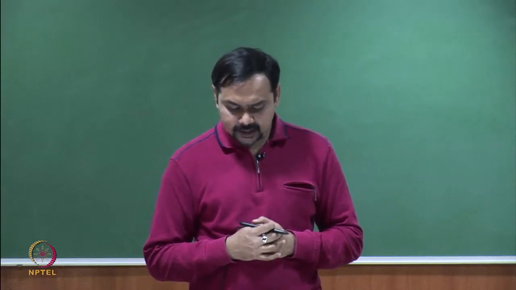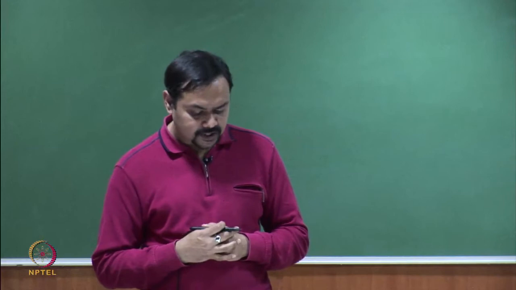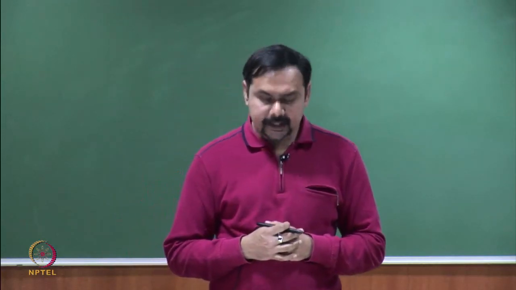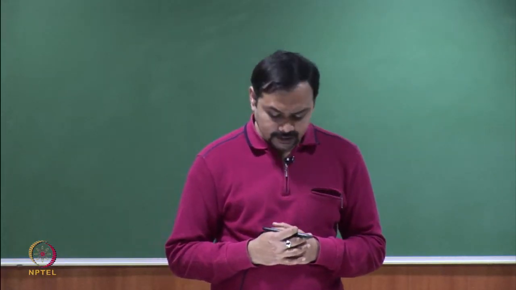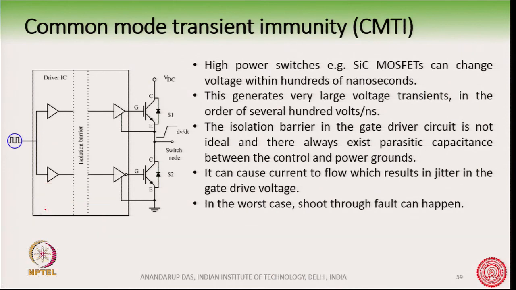What happens with silicon carbide MOSFETs, or high switching frequency IGBTs also, is that a large voltage transient can occur across the collector emitter voltage. For example, here you can see when this device is turning off, the voltage VCE has a very large dV by dt across this terminal, because it is turning off maybe within hundreds of nanoseconds. And this voltage VDC can be several hundred volts, maybe 1 kilovolt also.